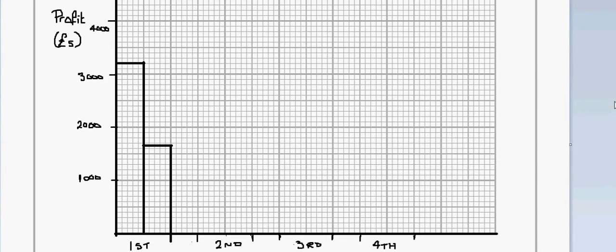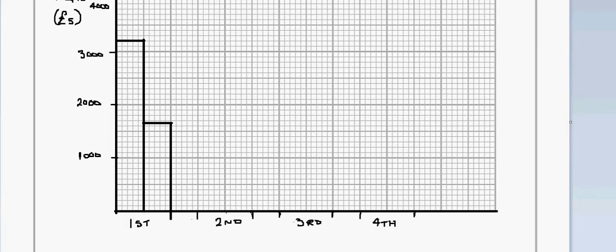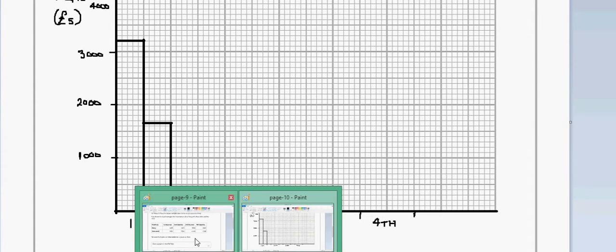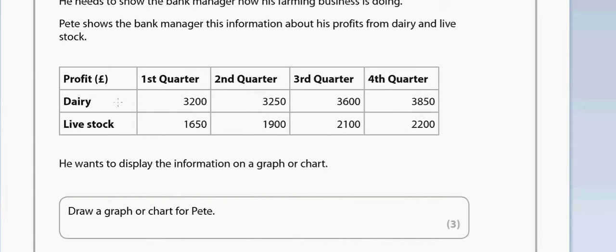Now along the bottom I've put the quarters. So the first quarter, then I've left a little gap, then the second quarter, left a gap, third, and then fourth. Now if we look at the figures for dairy and livestock, we can see that the highest figure we have is 3,850.